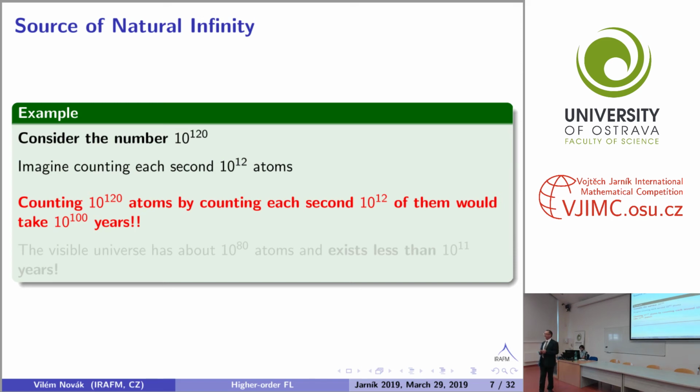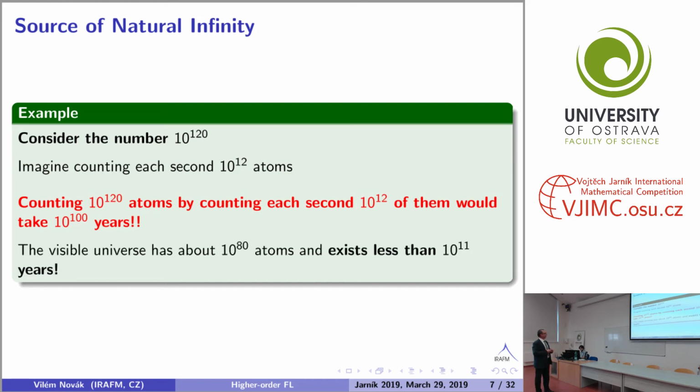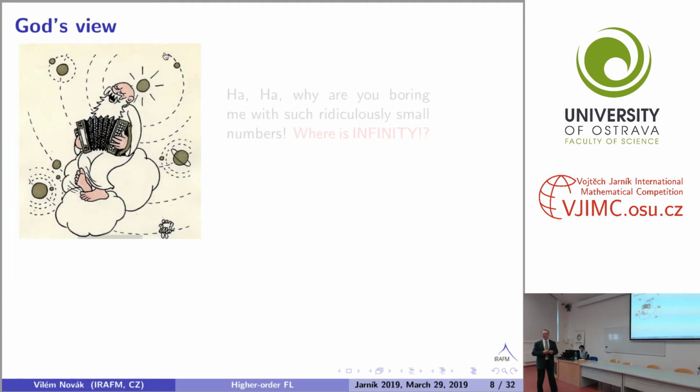to the 100 years. Which is an absolutely incredible number, because realize that the visible universe is estimated to have about 10 to the 80 atoms, and it has existed less than 10 to the 11 years. So even with this speed, which I think is hardly imaginable, but today's computers are able to do it, we wouldn't be able to count to 10 to the 120 in the whole existence of the whole universe. So this number is extremely, extremely high. And now what God tells if he is looking at us.